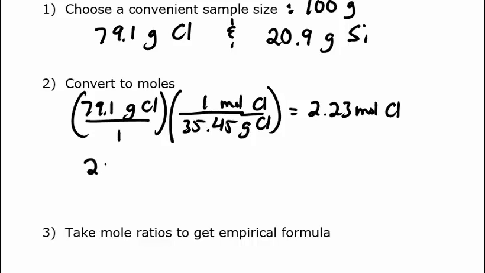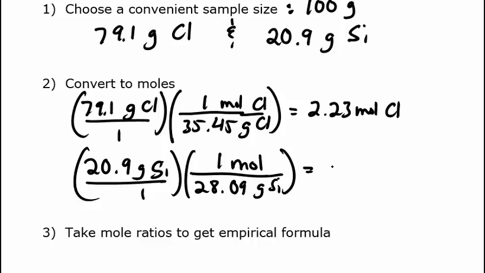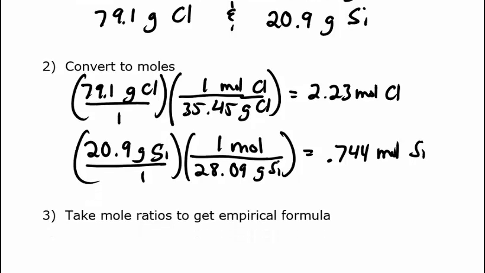Same thing for the silicon, 20.9 grams of silicon. Molar mass of silicon is 28.09 grams per mole. And that gives us 0.744 moles of silicon in our little sample of 100 grams.